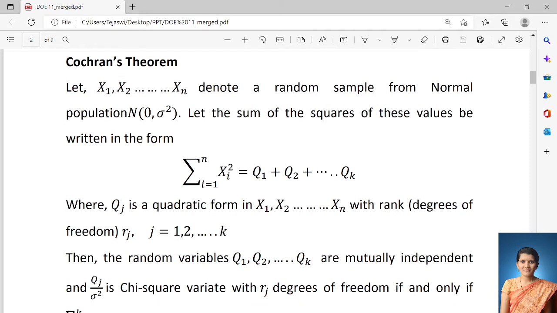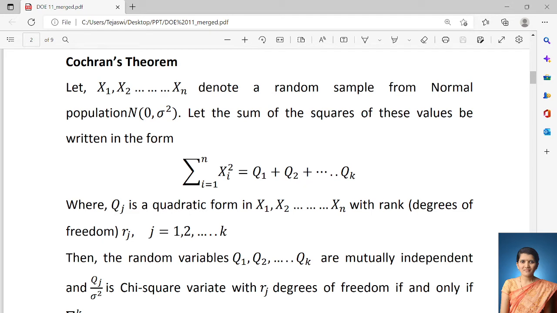Next is the Cochran theorem. By using this Cochran theorem, we can use the analysis of variance. Let x1, x2, ..., xn denote a random sample from a normal population with mean 0 and variance sigma square. Let the sum of squares of these values be written in quadratic form. So the summation of xi square is equal to q1 + q2 + ... + qk.